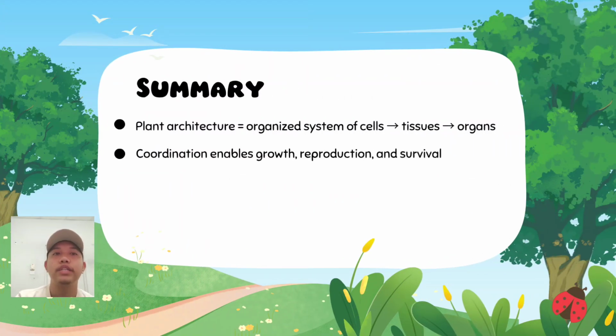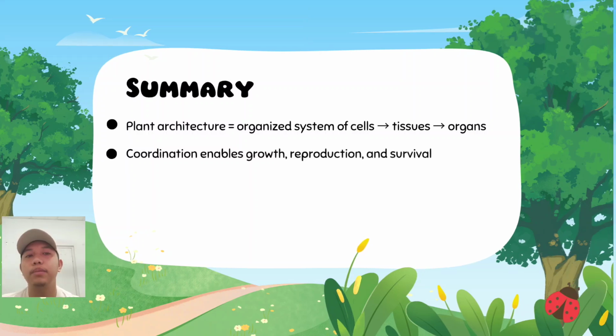And next, we go to the summary. To sum up, the structure of plants is an organized system where cells form tissues and tissues form organs. Cells have specific organelles with special roles. Tissues are specialized for growth, transport, support, and protection. Organs carry out essential tasks like photosynthesis, transport, and storage. Together, this structure allows plants to thrive in almost every environment on Earth.